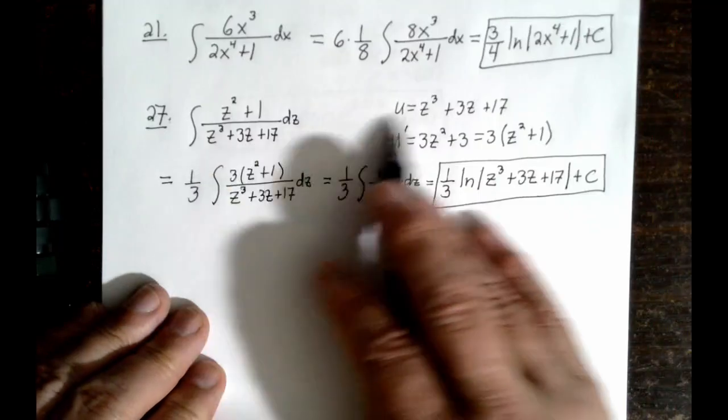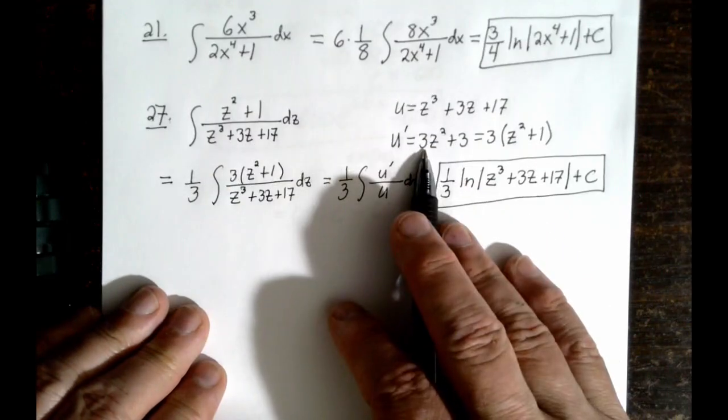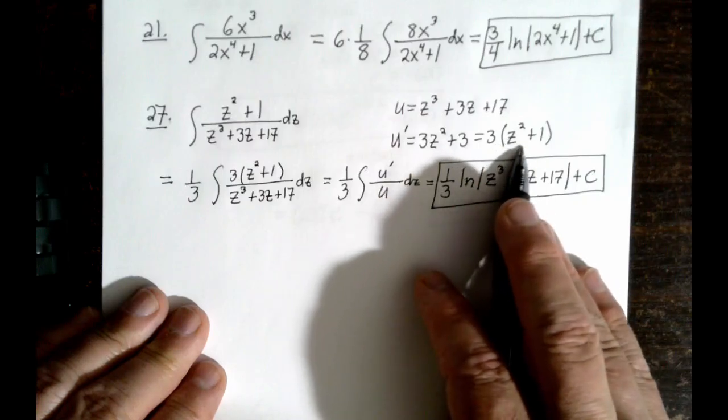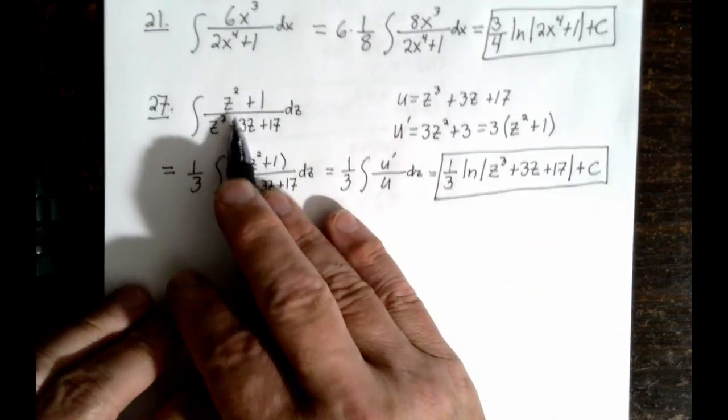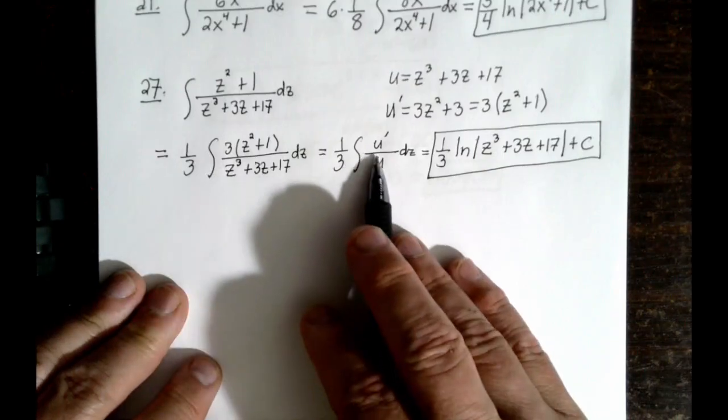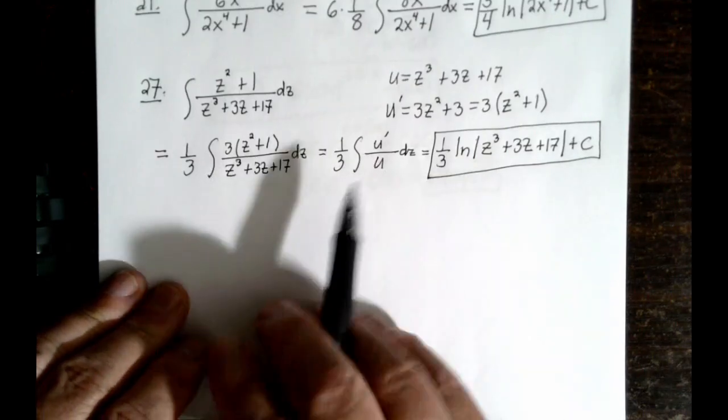So you let your denominator equal u, your numerator is supposed to be this, and we've got the z squared plus 1, we need the 3. So if you put a 3 there, you put a 1/3 out front, it's in the right form, so now you can integrate and you get your answer.